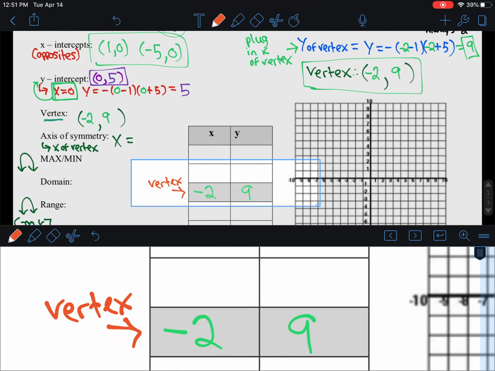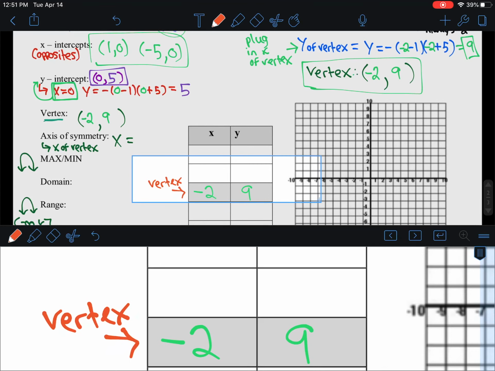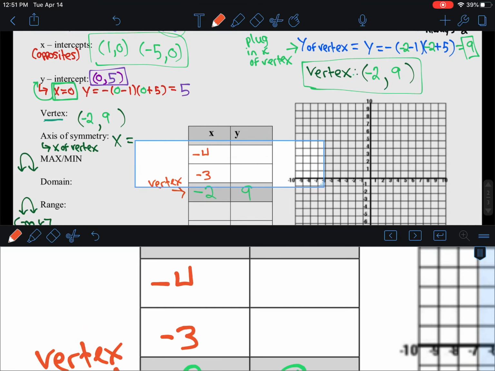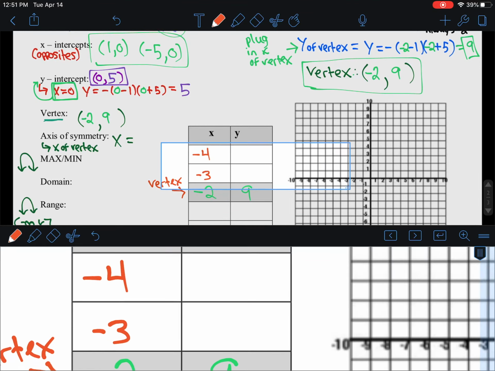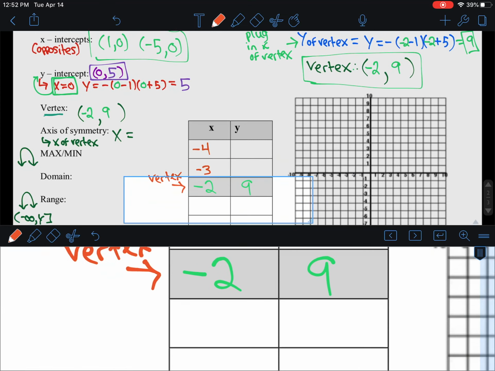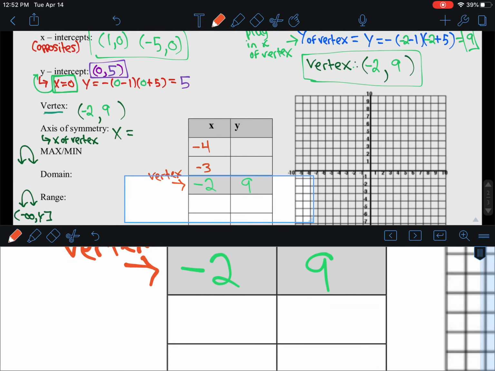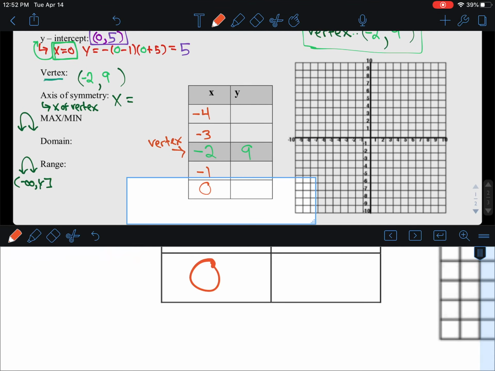So what are 2 numbers before -2? Well, that would be -3 and -4. Now, if you said -1 and 0 up there, it wouldn't change the problem because, again, parabolas are symmetric. So it won't mess it up. But anyways, after negative 2 would be negative 1 and then 0 right here.